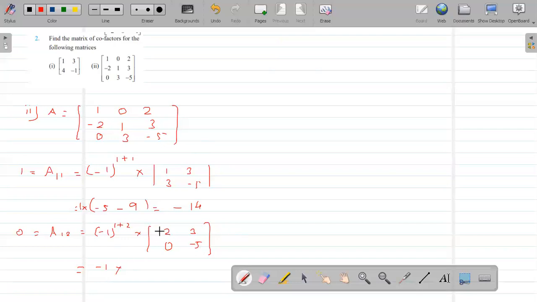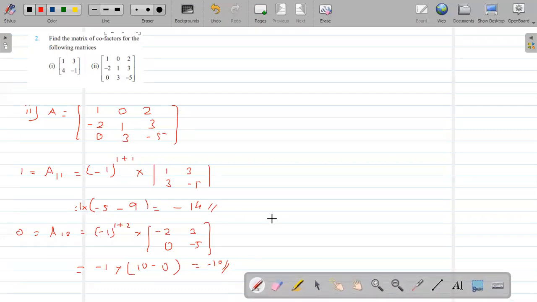Okay, so now again cross multiply. -5 multiplied by -2 will become positive first of all, and it will become 10. Minus 0 multiplied by 3 is 0, right? So -1 multiplied by 10 is -10. Okay, so everybody understood? -14, -10. Now, can you find the rest of the terms?